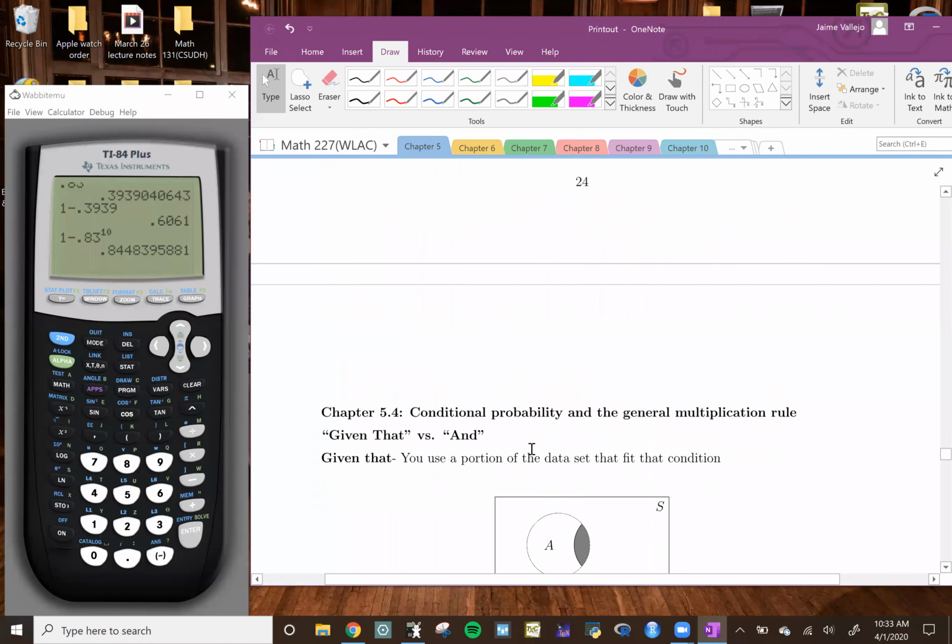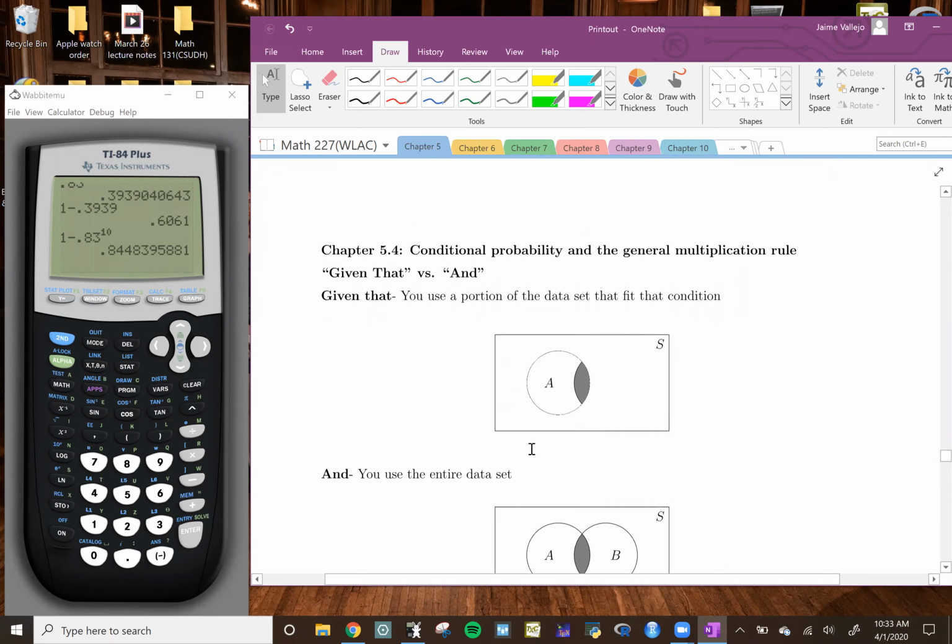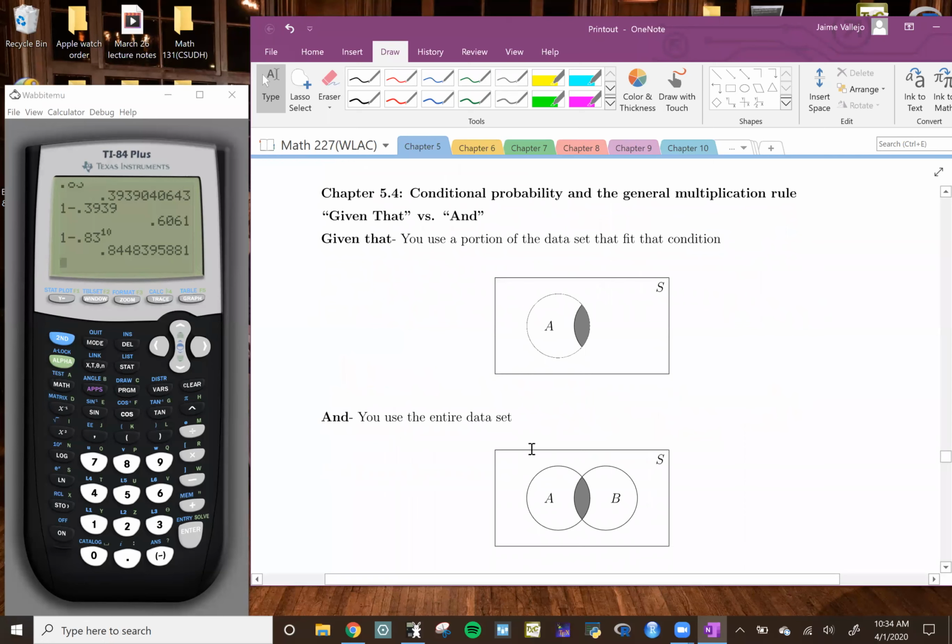All right, so let's go on to page 25. For page 25, we're getting to something called conditional probability. For conditional probability, we're given a condition, and instead of using the whole data set, you only want to use the data set that meets that condition. So in a drawing, this is a conditional probability. Instead of using the entire data set, you only use the data set that meets that condition.